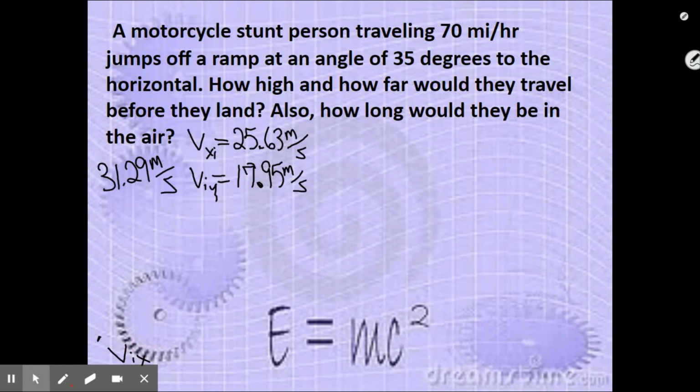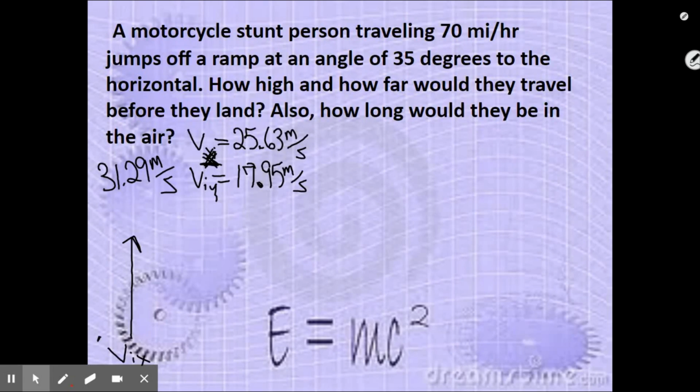Now the first part of our question, how high did it go? So we're basically looking, how high up did it go? So that's really just the y direction. Because remember, even though we said this is Vxi, in the x direction, we're not speeding up and slowing down. So we can really just say this is the Vx.